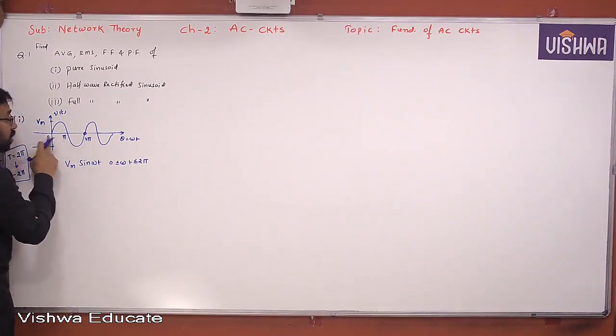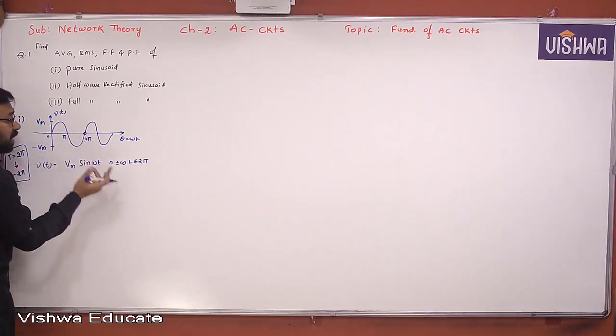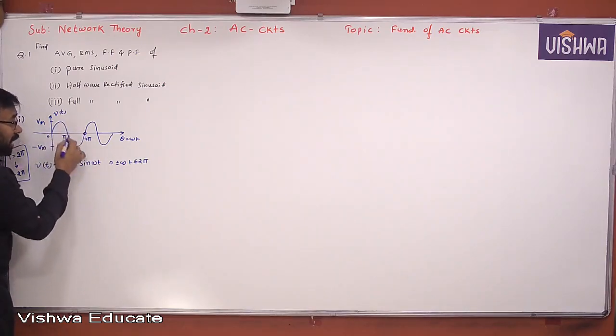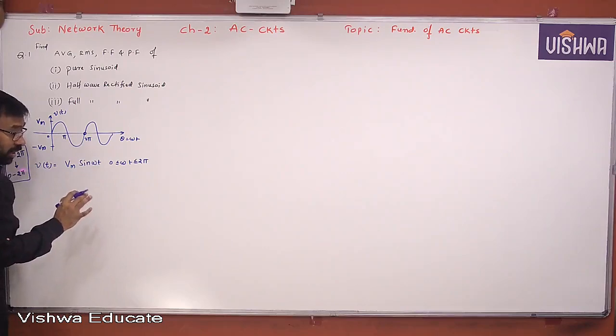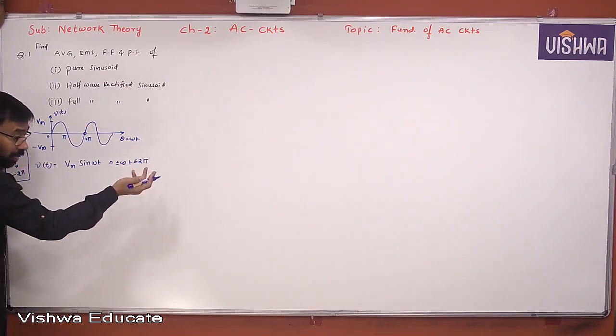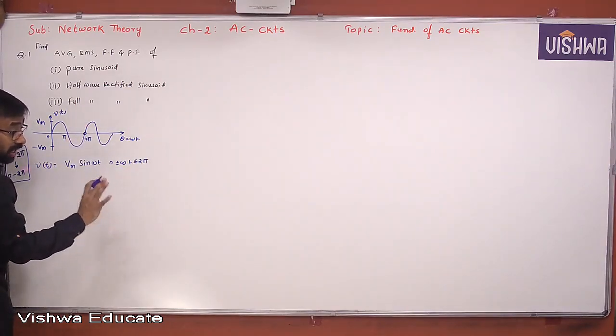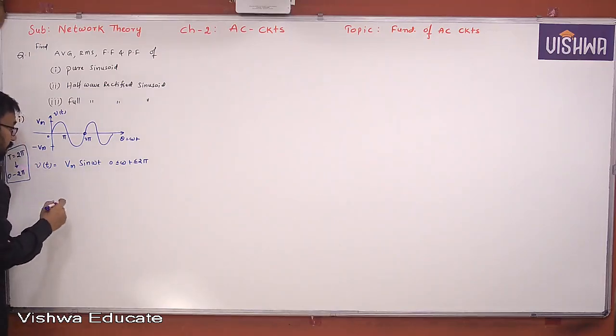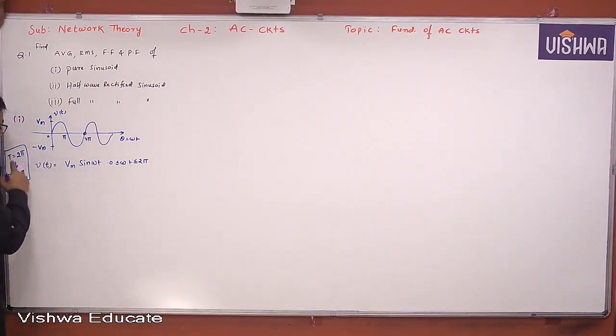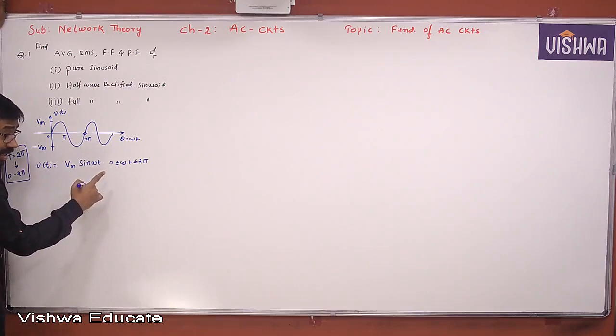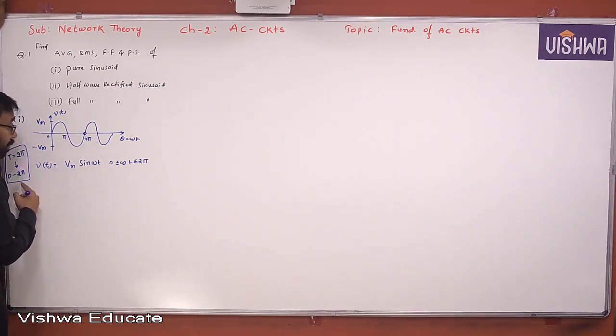So tell me, what is 0 to 2 pi? What is the waveform nature here? Sinusoid. You already know mathematically how you define it: V max sine omega t. See, this is simple, but when any problem is given, this is the standard procedure to be followed. That is my intention here. Okay.